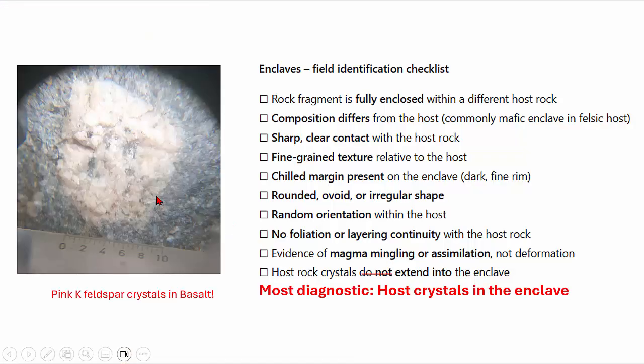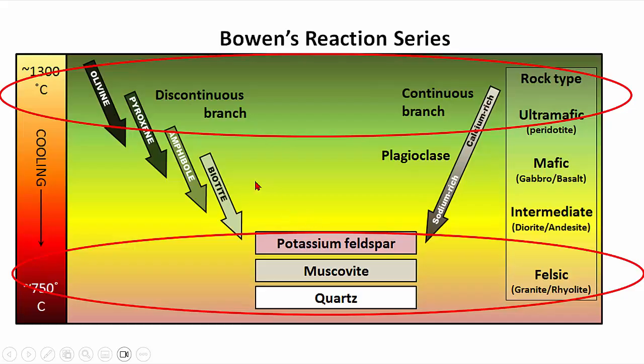And then last of all, when AI fails, it fails in spectacular fashion. And so it says host rock crystals do not extend into the enclave. That's the best one of all. They do. And so it's two PhDs, Nick Zenter and some other guy. If you want to Google Nick Zenter Enclaves, he's talking with a guy who's done his PhD on enclaves. And that's the best feature of all, because you're never going to get feldspar and basalt. That makes no sense at all.